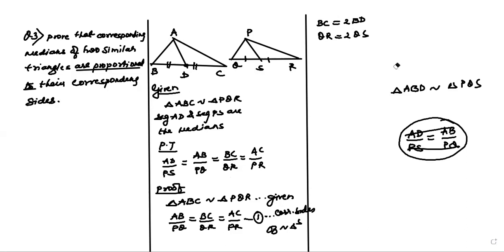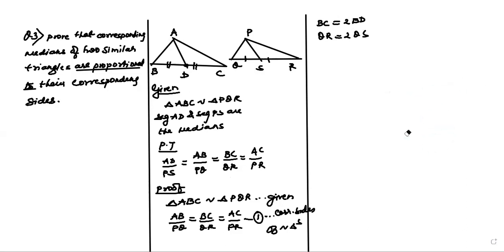What can I do, children? Look, in place of BC I can write 2BD in the second ratio. This is statement 2, this is statement 3: D is the midpoint of BC, and S is the midpoint of segment QR.